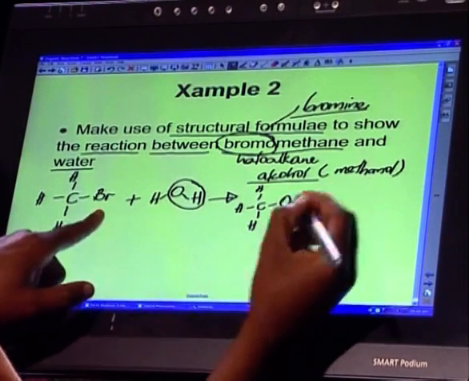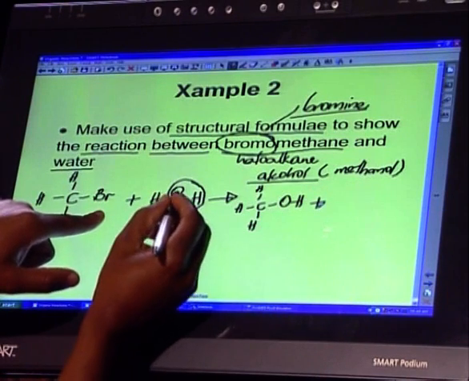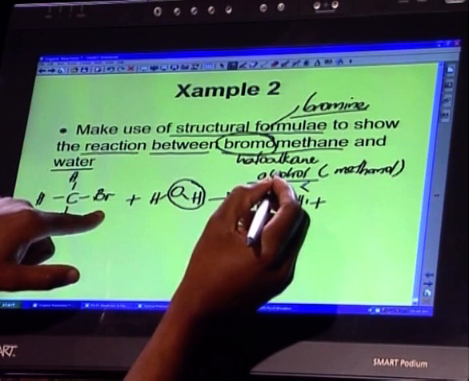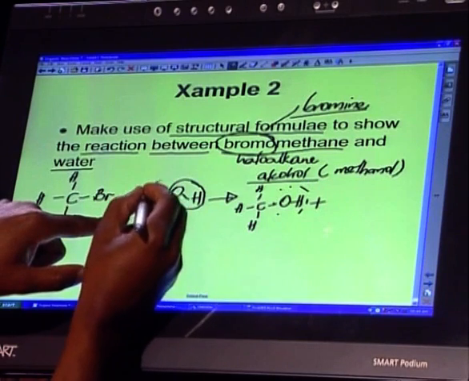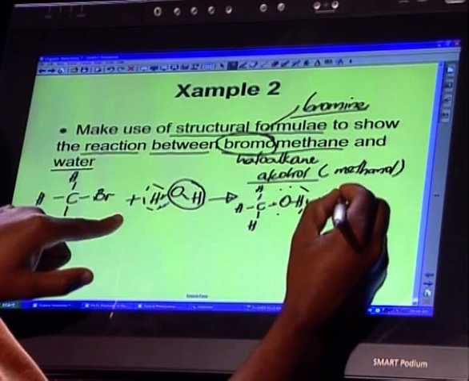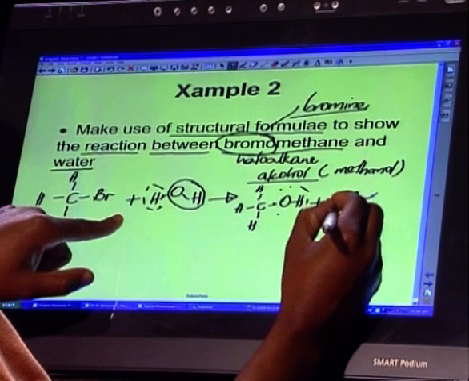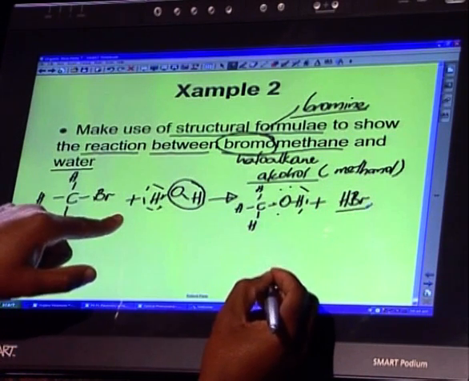Plus, now what has happened here? When this OH has now come there, what is left here is this H. Definitely the H and the Br atom are going to meet to give us hydrogen bromide. So that is a hydrolysis reaction. You are having a haloalkane reacting with water to give you alcohol and a hydrogen halide.